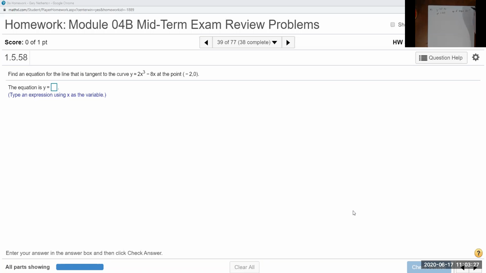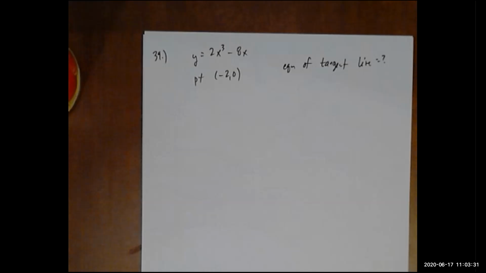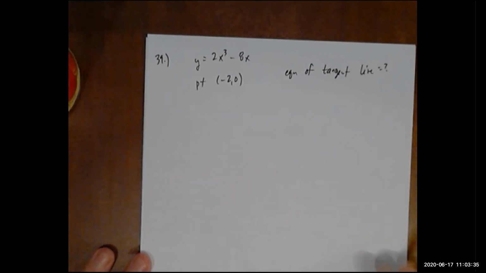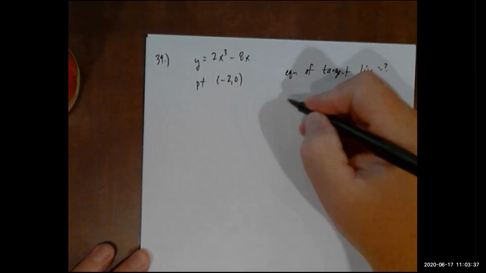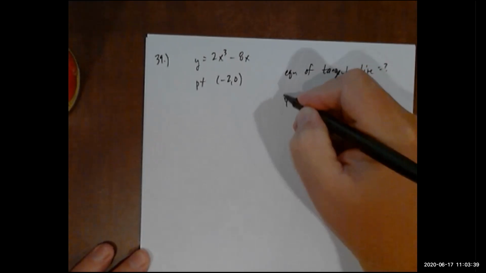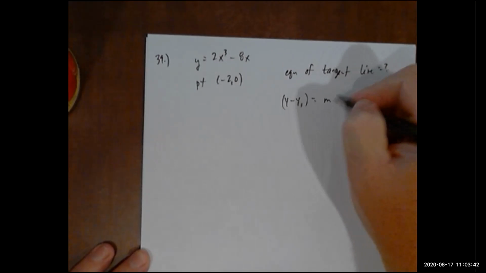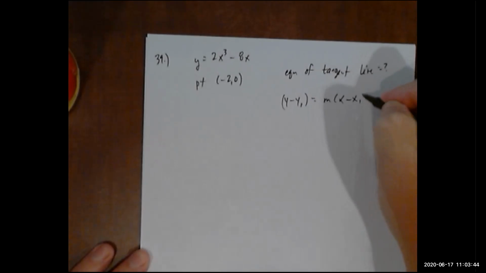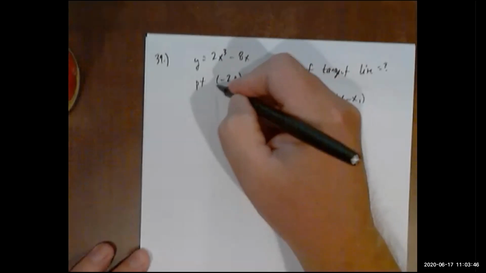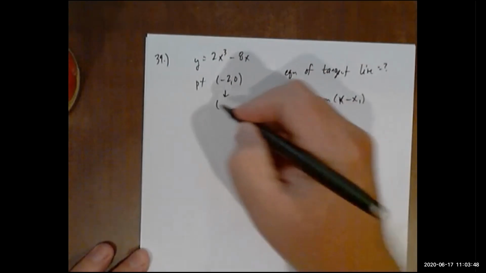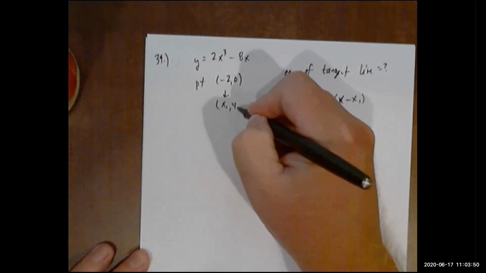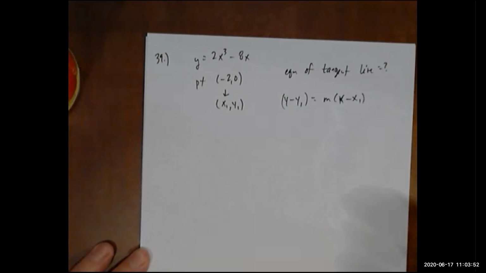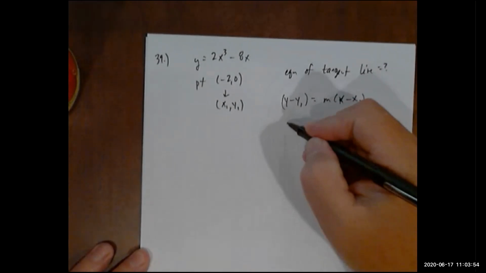And we're supposed to find the equation of the tangent line. So here we go. Once again, the point slope equation is y minus y1 equals m times x minus x1. This right here is my point. I can go ahead and plug that in.